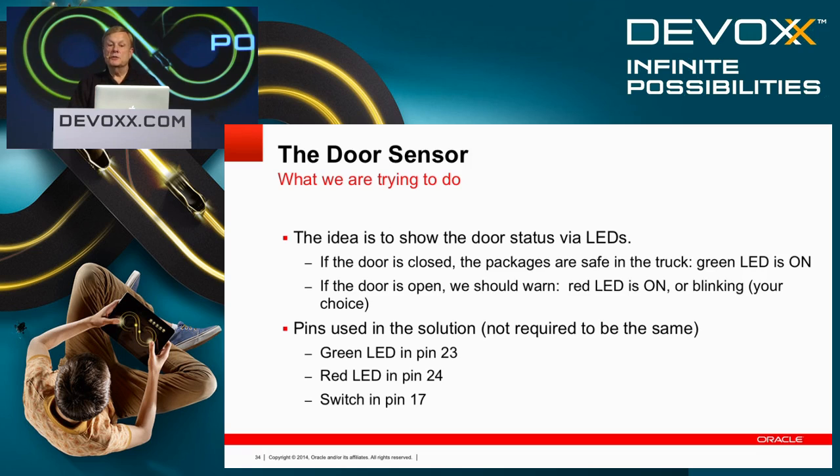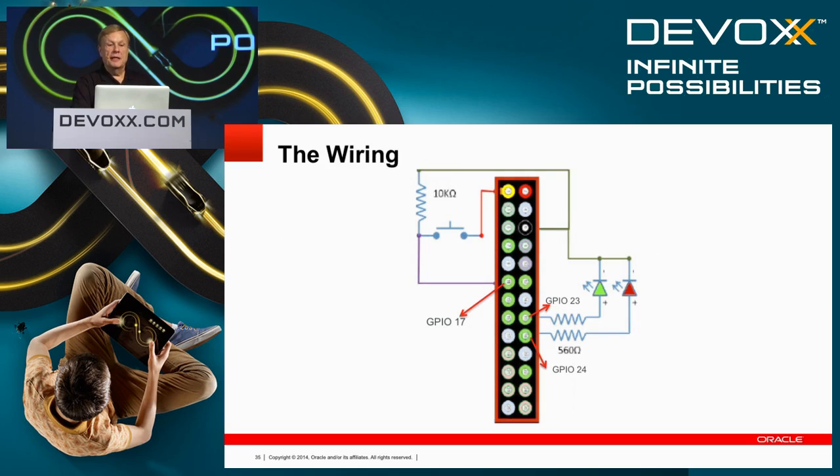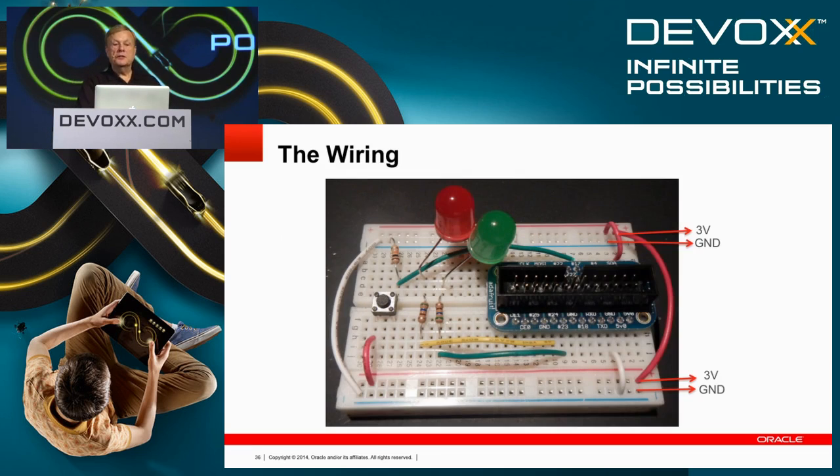If the door's closed, then the green LED is going to be on. If the door's open, we want to turn the red LED on, or even blink it if you want to. And then this shows the different pins in the solution. You don't have to use those pins, but these are the ones that the class solution uses. And so this is the wiring, pretty much like the other one, except we're adding another LED in the mix. And then this is the breadboard.